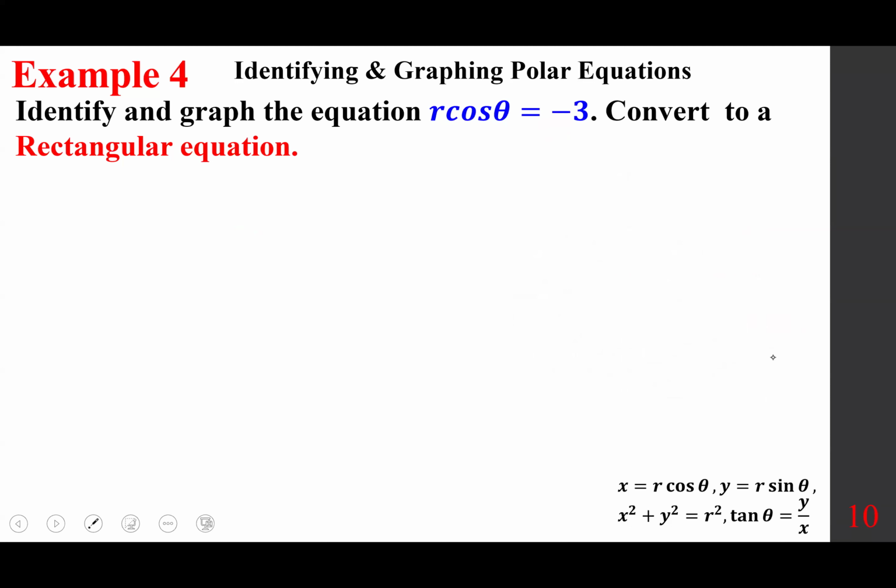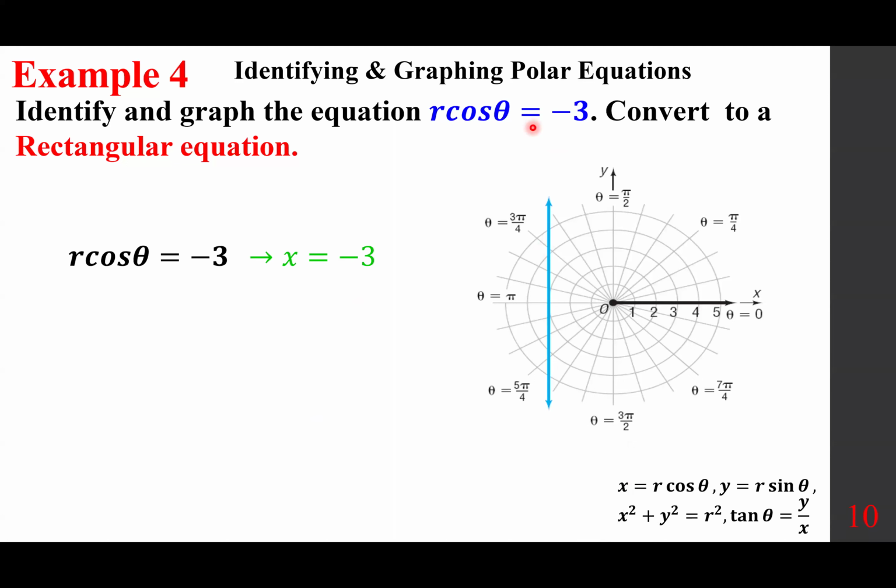What about r cosine theta? The same way, we know x is r cosine theta. So if r cosine theta is negative 3, that means x must be negative 3. And you know x equals a number is a vertical line. So x equals minus 3. So go 1, 2, 3, and we draw a vertical line. Very simple, class. Some of those you can go from one format to the next easily.